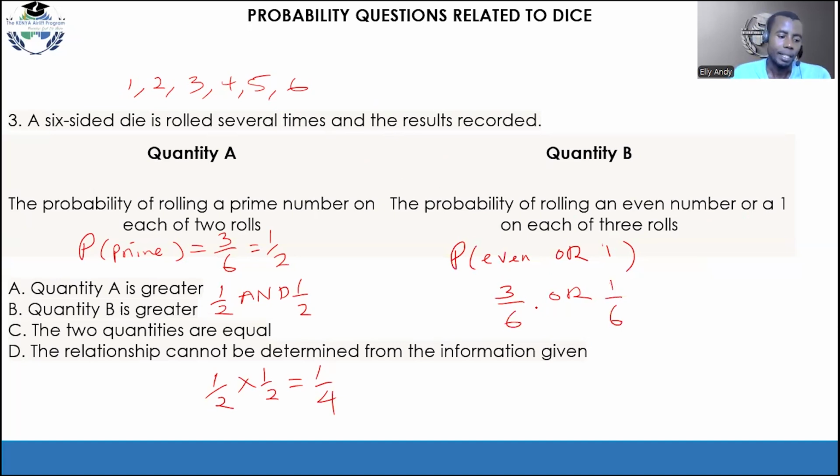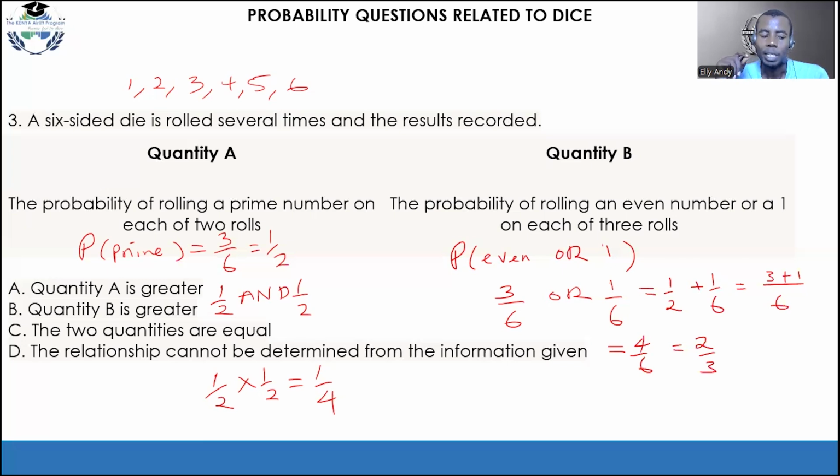And we said or, what do we do? We add. So this one will be 3 over 6, which is a half, plus 1 over 6. That will be 3 plus 1, so that will give us 4 over 6, which is 2 over 3. So that is the probability of getting an even number or a 1 in one roll.